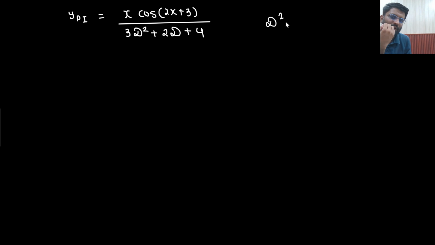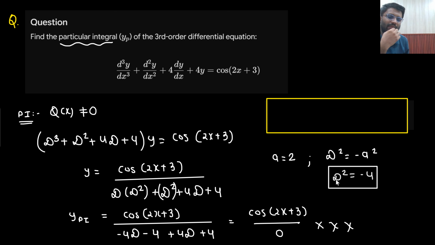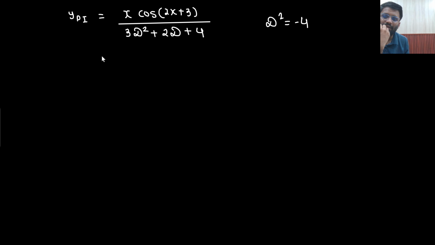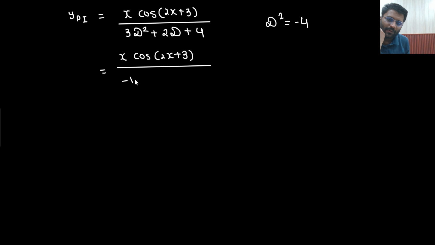Now I know that d square should be put as minus 4. So x cos 2x plus 3, and 3 times minus 4 is minus 12, plus 2d plus 4, right? So it is coming out to be 2d minus 8. It is just lengthy, nothing else.